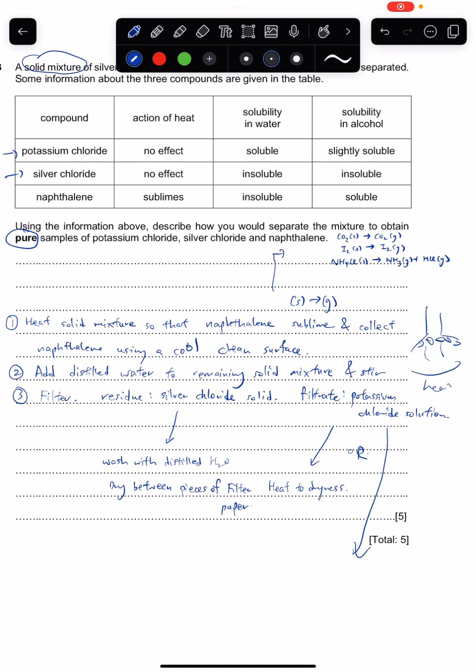it's safer. So you can say: heat until saturated, let it cool, and crystallize, then filter to obtain crystals, then lastly dry between pieces of filter paper.